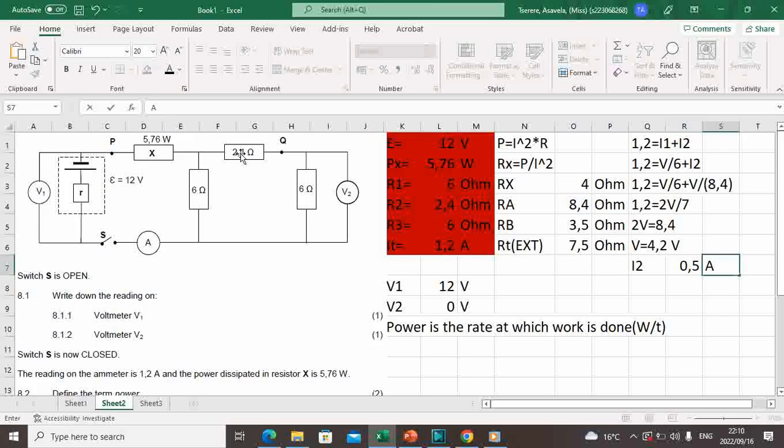So now we have the current that flows in this resistor. Then we can calculate V2. V2 will be equal to I1 multiplied by the 6 ohm resistor, which is equal to 3 volts. There you have it. I hope you understand how I got V2.